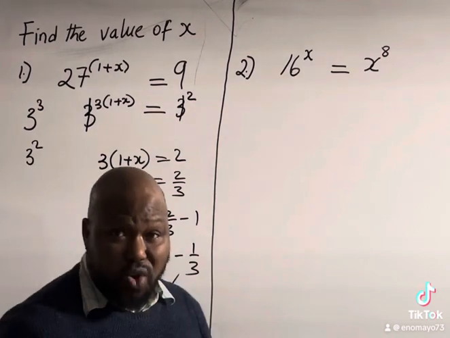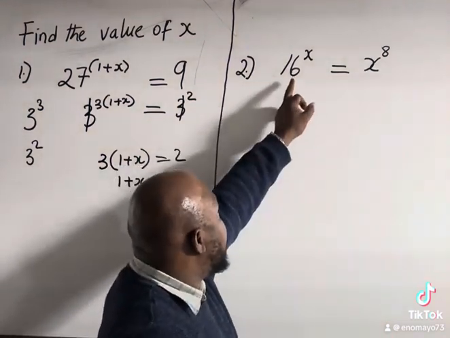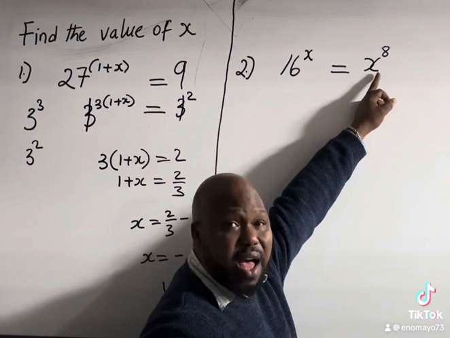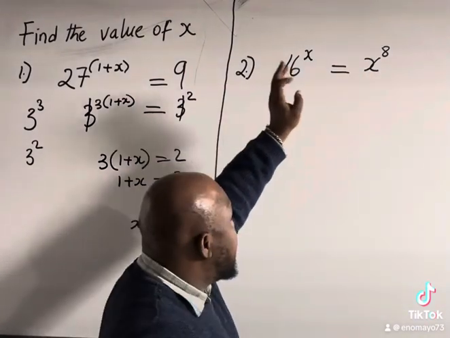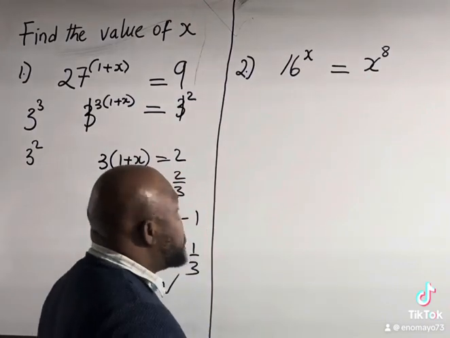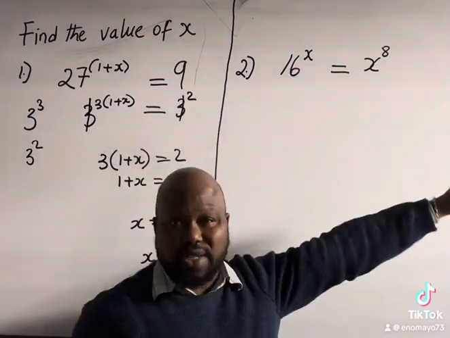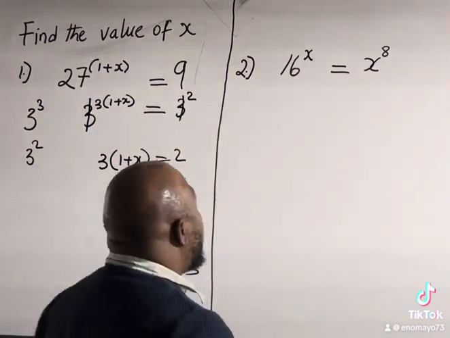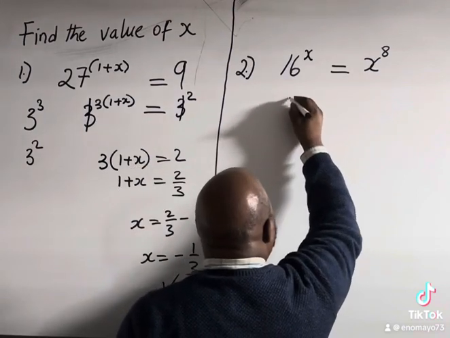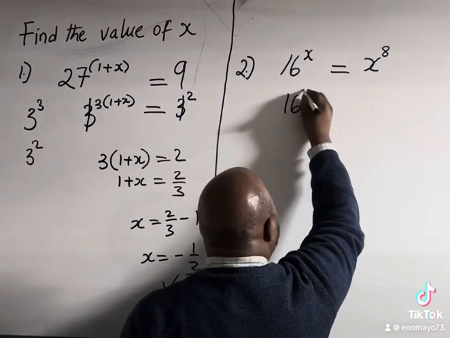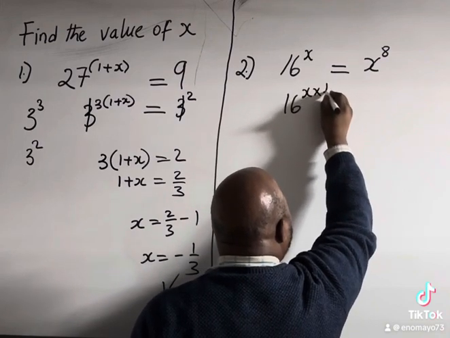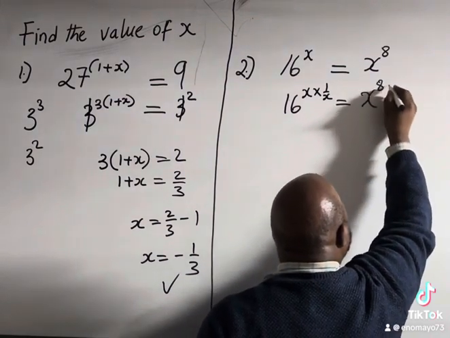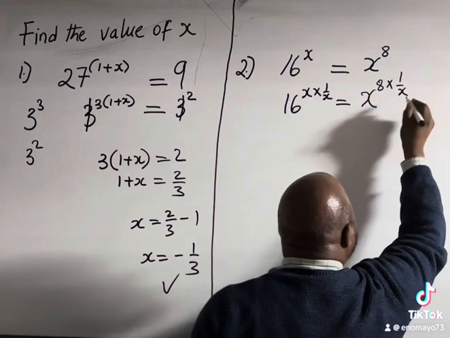The second one is a little bit complicated because here we have x as the power and here we have x as the base. But we can also do this. The first thing you do is first of all try and take everything x to one side of the equation. So we will remove this x and take it to the other side of the equation. So now we will say 16 raised to power x multiplied by 1 over x is equal to x raised to power 8 multiplied by 1 over x.